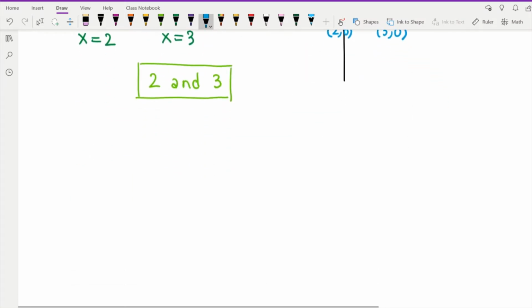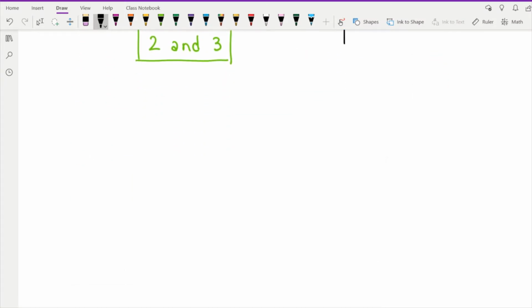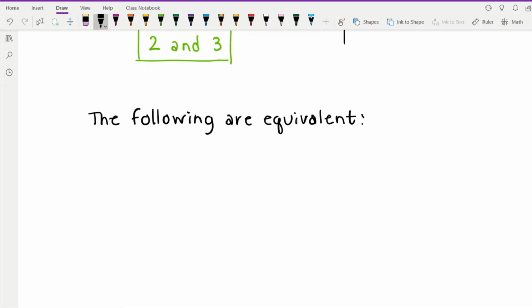So we're going to write down a series of facts here that are all equivalent ways of thinking about the same idea. So the following are equivalent. This is a phrase that's used somewhat frequently in math. It basically means that for the next 3 things that I'm going to write down, if one of them is true, then the other 2 are also true. They're just different ways of expressing the same basic concept.